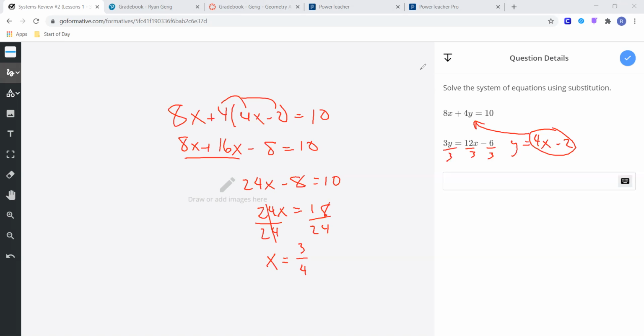Now I've got to take that 3/4 and plug it in. I'm going to go ahead and do it right here. So y equals 4 times 3/4 minus 2. So 4 times 3/4 would be 12 divided by 4, which is 3, minus 2. I get y equals 1. So my answer here is (3/4, 1). Okay? And that is substitution.